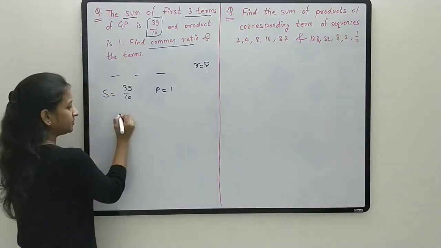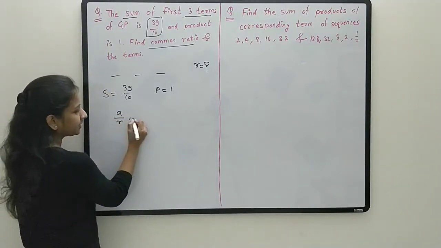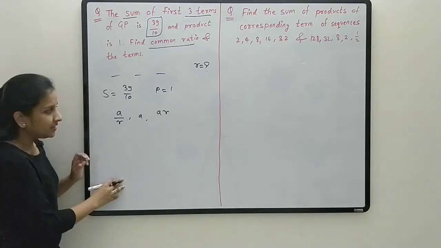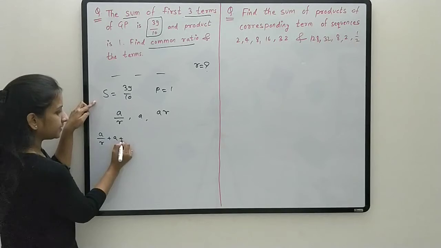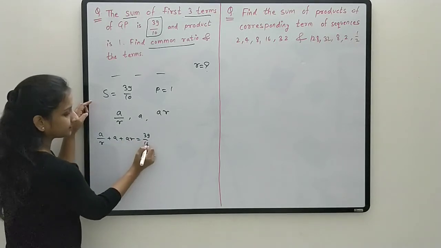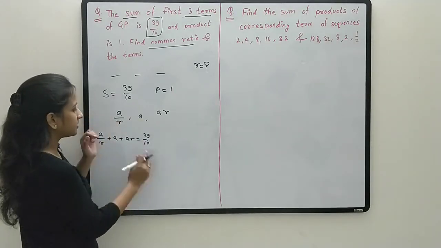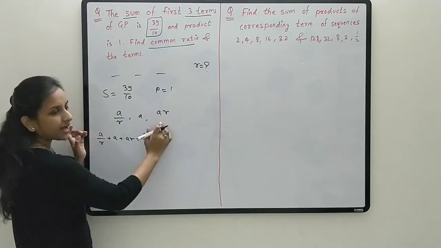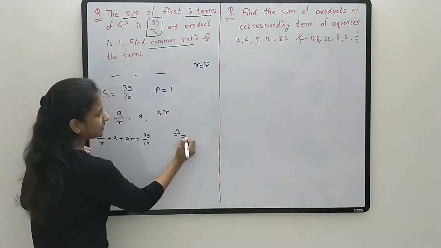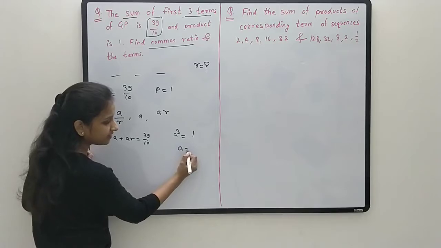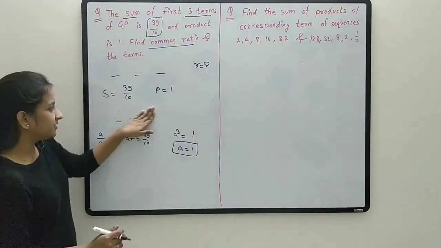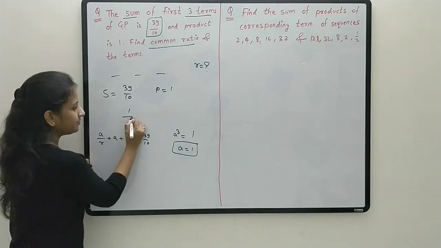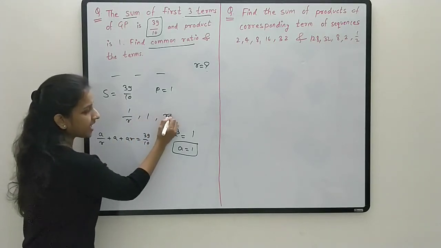So three terms of GP are A by R, A and AR. See, sum of three terms. So A by R plus A plus AR is 39 by 10. Right? And the product of three terms. This into this into this. R and R get cancelled. So A cube is equal to 1. So from this A is equal to 1. Right? Easy. So we can say three terms of the GP are 1 by R, 1 and R.